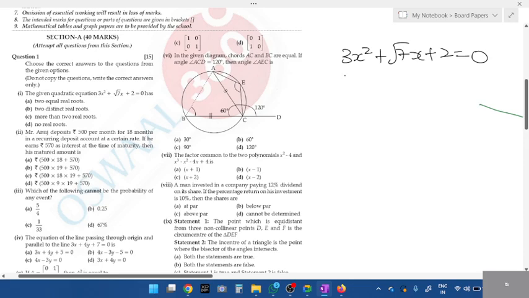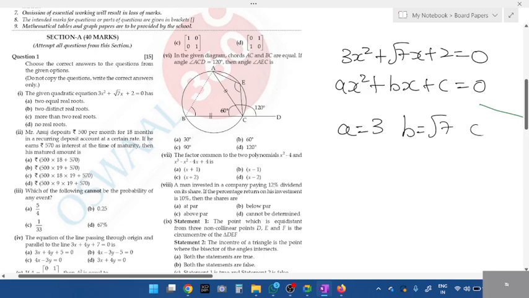First, you have to compare this with the general equation. All of you, what is the general equation? Ax square plus bx plus c is equal to 0. What is A? 3. What is B, along with the sign? Plus root 7. C? 2. You see the word roots is given here? Real roots.